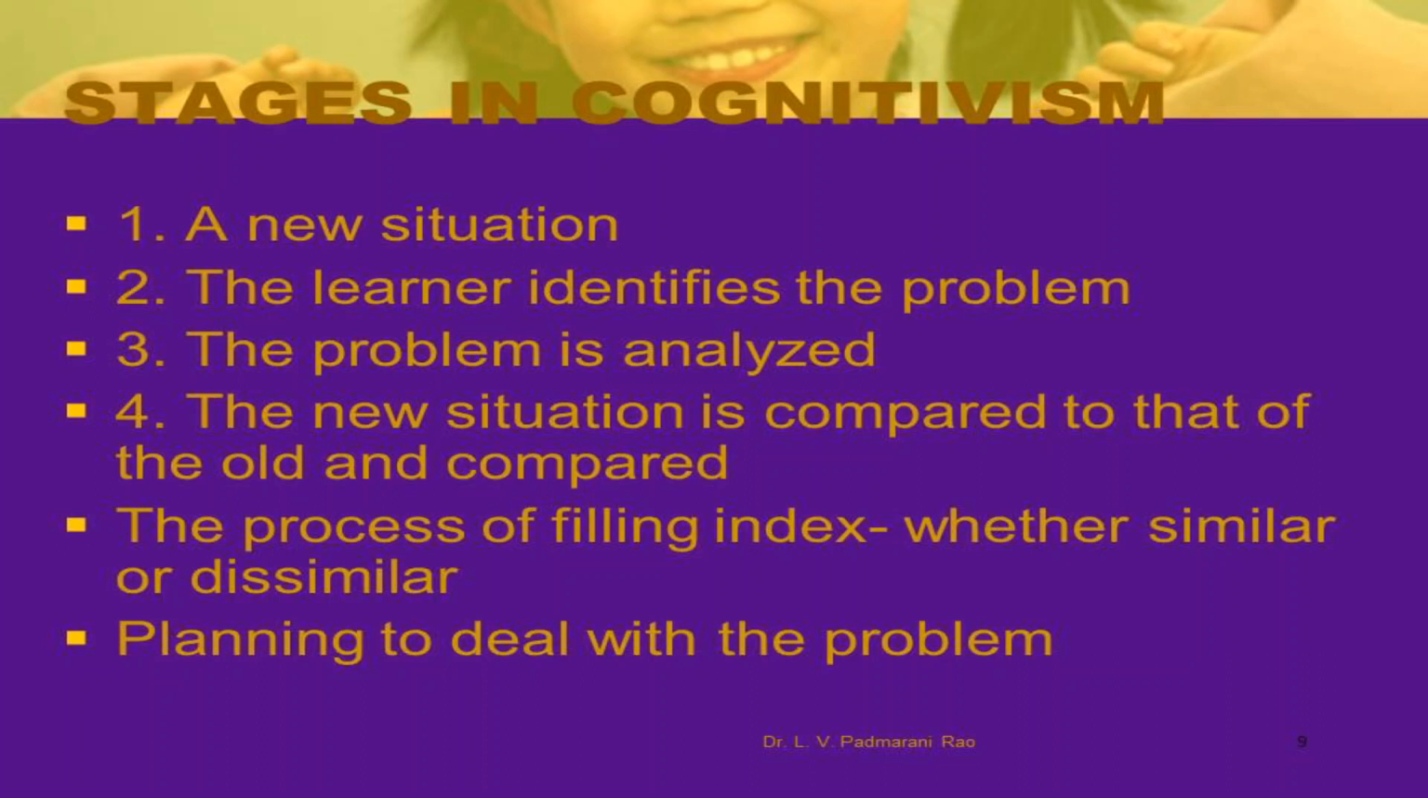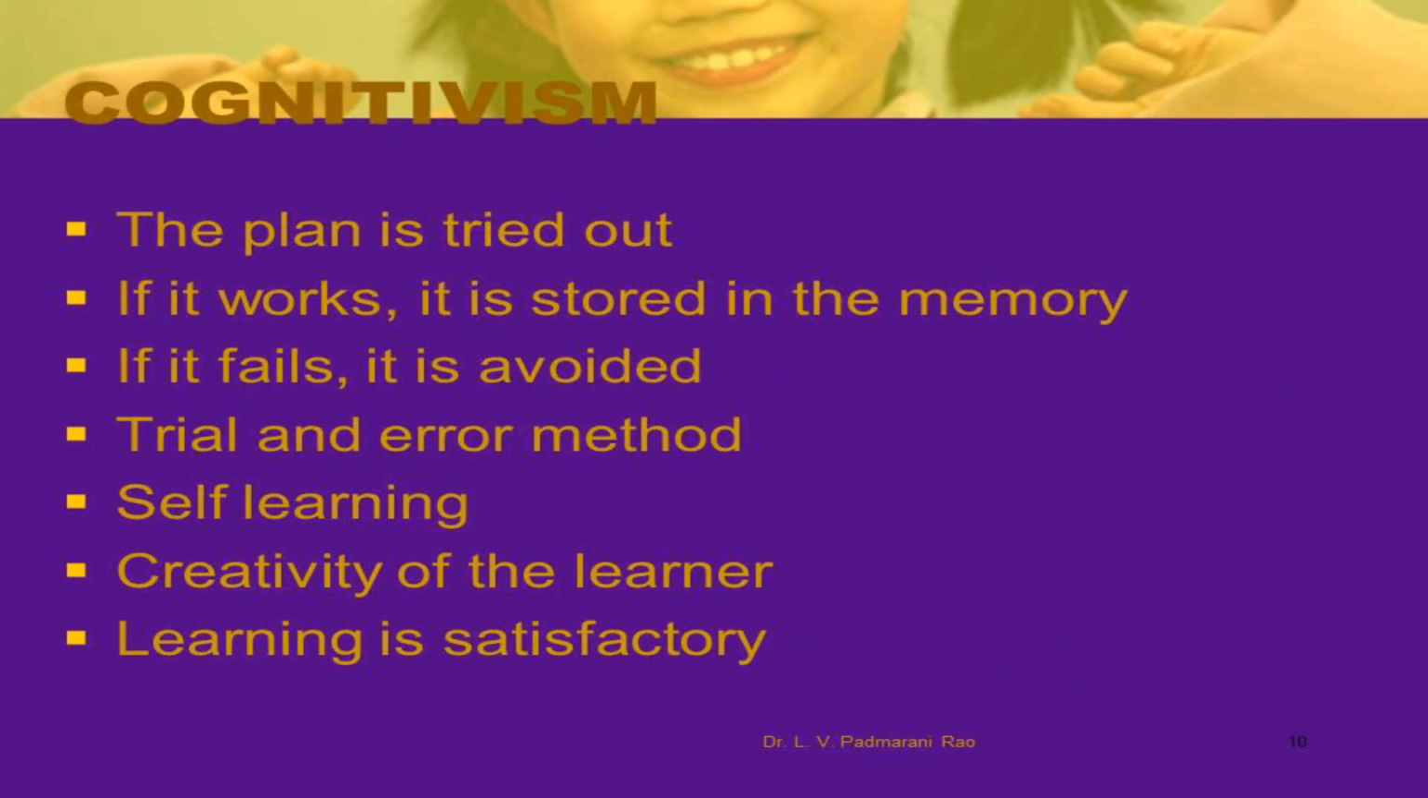All the learning in the form of problem solving is incorporated into the cognitive map, which is the generalized pattern that the learner has learned from a series of experiences. And so the plan is tried out. If it works, it is stored in the memory. If it fails, it is avoided. It is always a trial and error method that the learner adopts. It is always the self-learning and the creativity of the learner where the learning will be satisfactory.